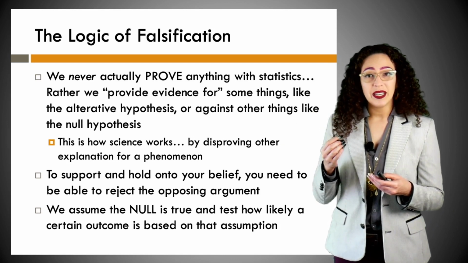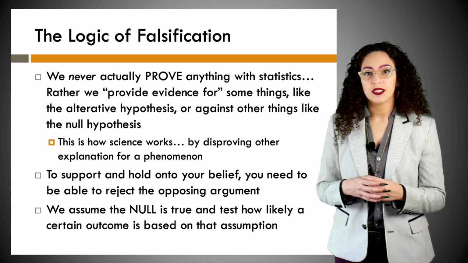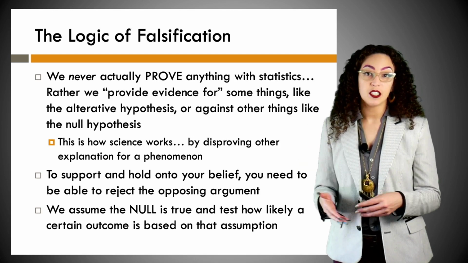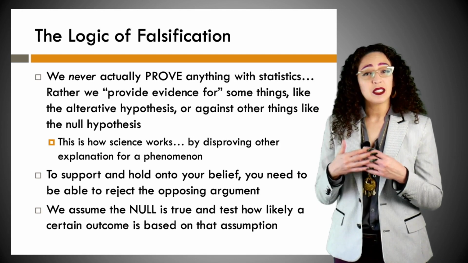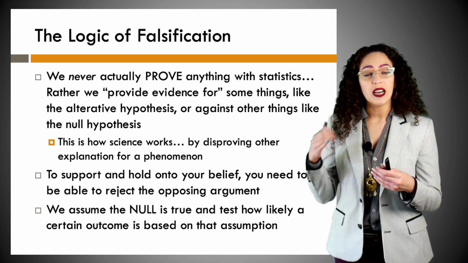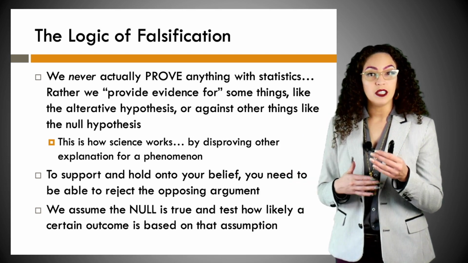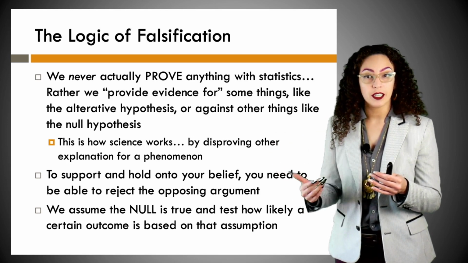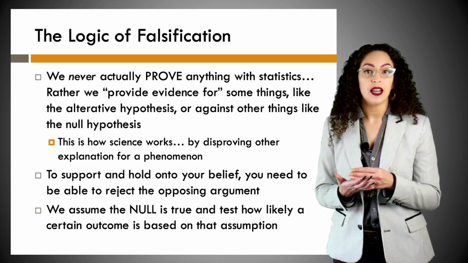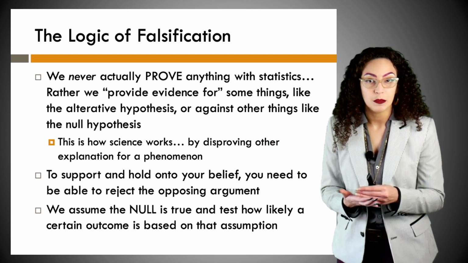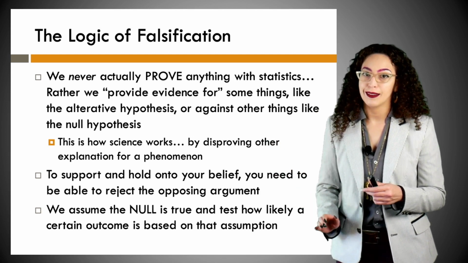In statistics, we never really prove anything, we only provide evidence for some things, like the alternative hypothesis, or evidence against other things like the null hypothesis. This is how science works, by disproving other explanations for a phenomenon. To support and hold your belief, you need to be able to reject the opposing argument. We assume the null is true and test how likely a certain outcome is based on that assumption. This is incredibly important, and I will keep repeating it again and again.